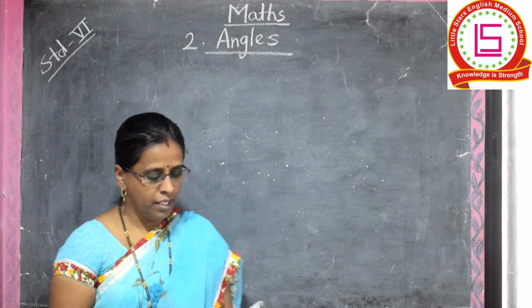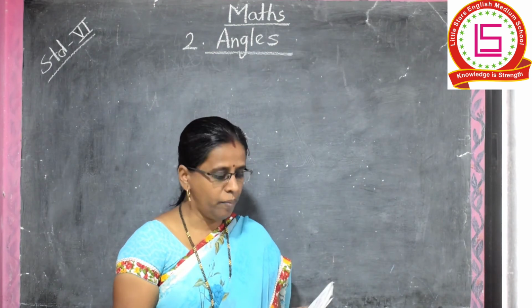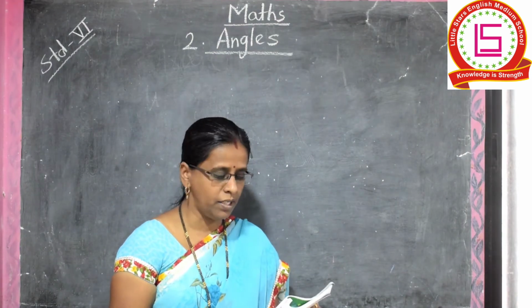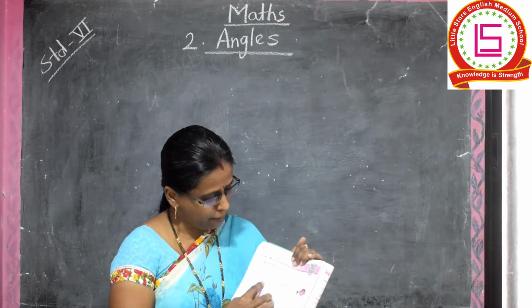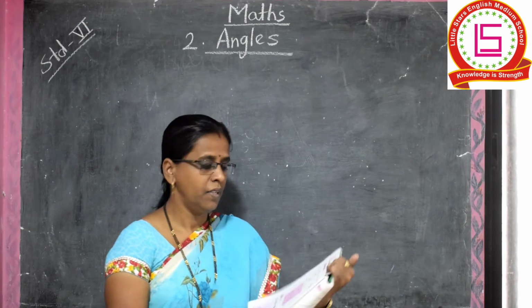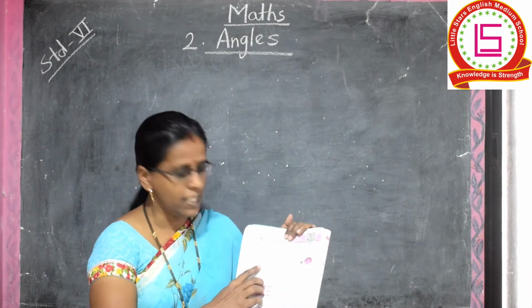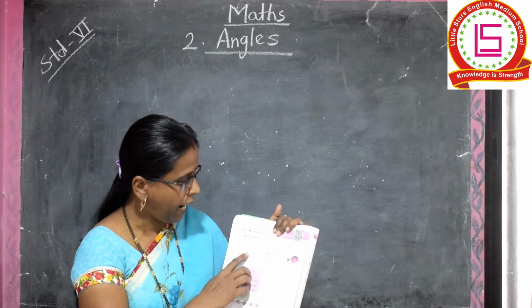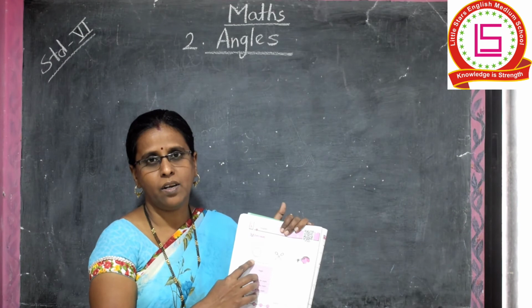Then see here, in the first picture, the angle is formed in between the two hands of the clock. What is the name of this angle? Can you tell me? The angle formed in between these two hands is called an obtuse angle. Right, obtuse angle.